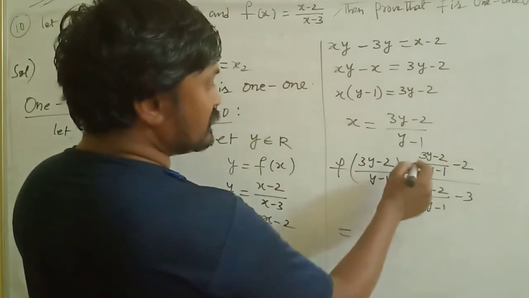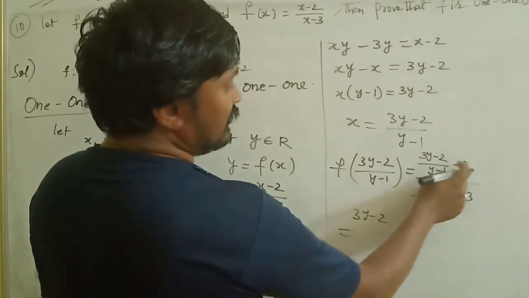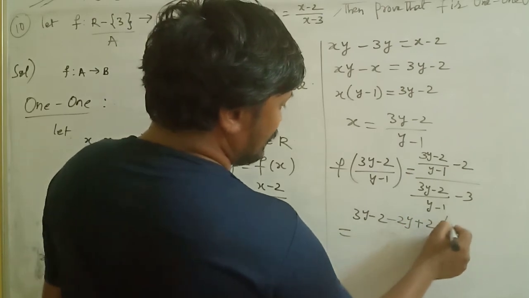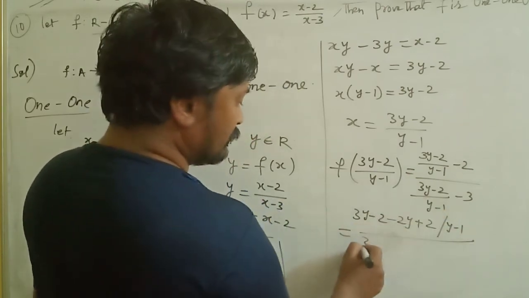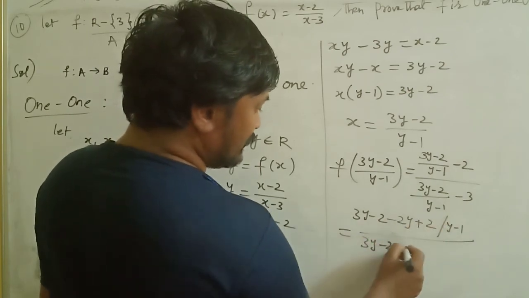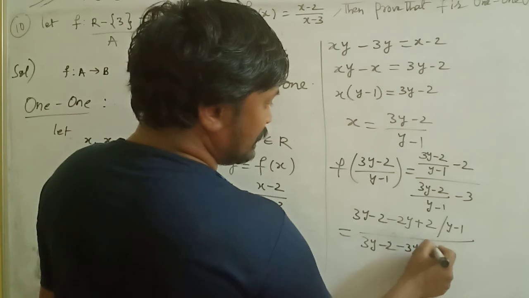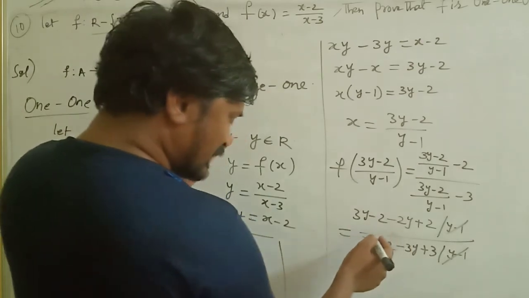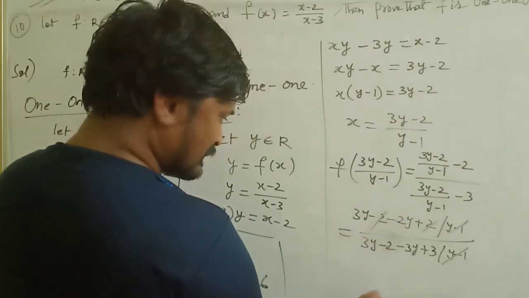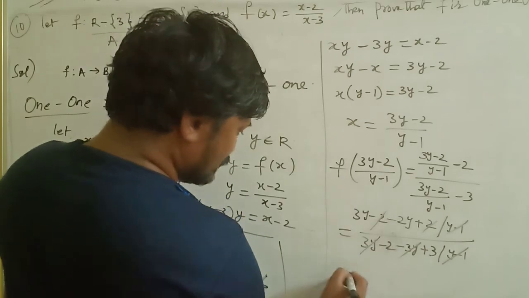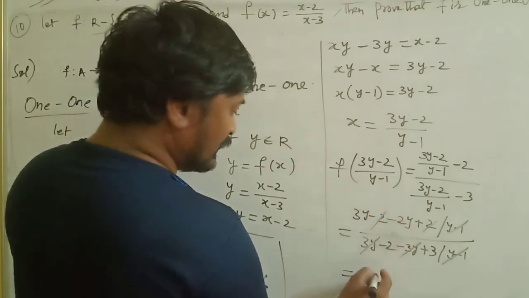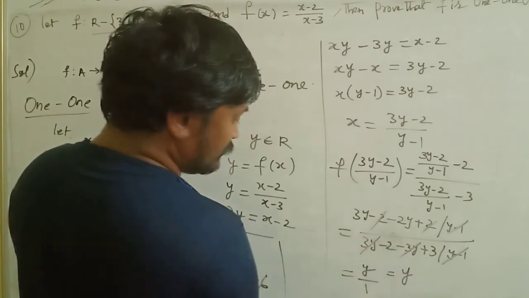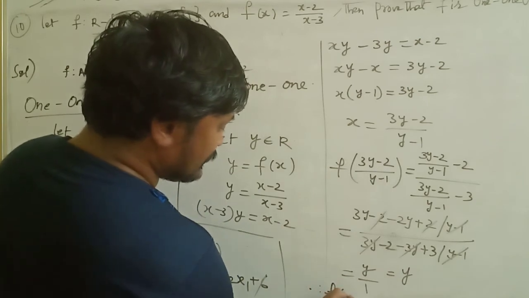Take LCMs, what do you get? 3y - 2 minus 2 into y, minus 2y, minus into minus plus 2, upon y - 1, and here it is 3y - 2 minus 3 into y, minus 3y, minus into minus plus 3, upon y - 1. y - 1 gets cancelled, and check: minus 2 plus 2 gets cancelled, plus 3y minus 3y gets cancelled. So what do you get now? 3y minus 2y is nothing but y, upon 3 minus 2, which is 1, that is equal to y. So therefore f(x) is equal to y.